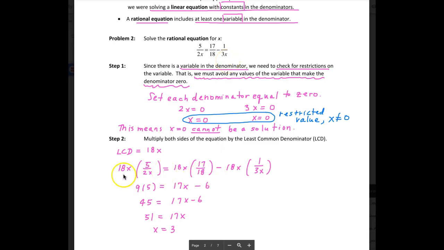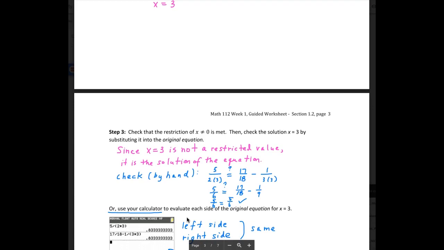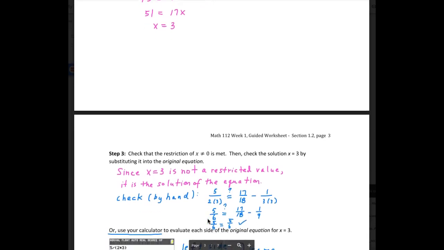All right. When I multiply each term on both sides of the equation by 18x, it simplifies to this next line, and eventually we get down to 51 is equal to 17x, or x equals 3. All right. Our next step would be to just verify that the solution we got is not one of the restricted values, and it's not. Since x equals 3 is not a restricted value, meaning it is not 0, it must be the solution of the equation.